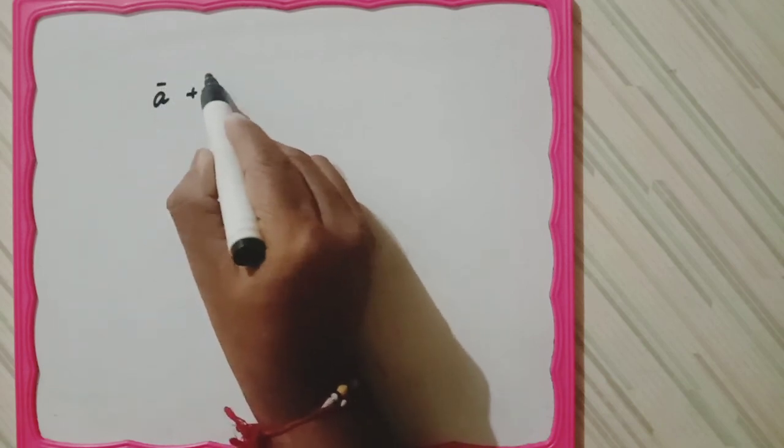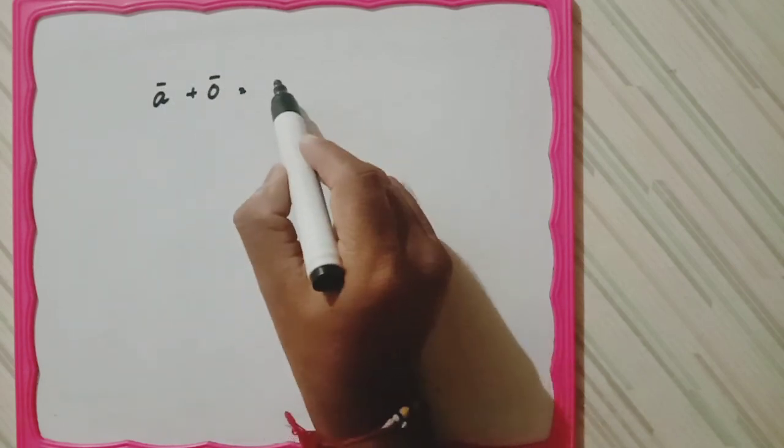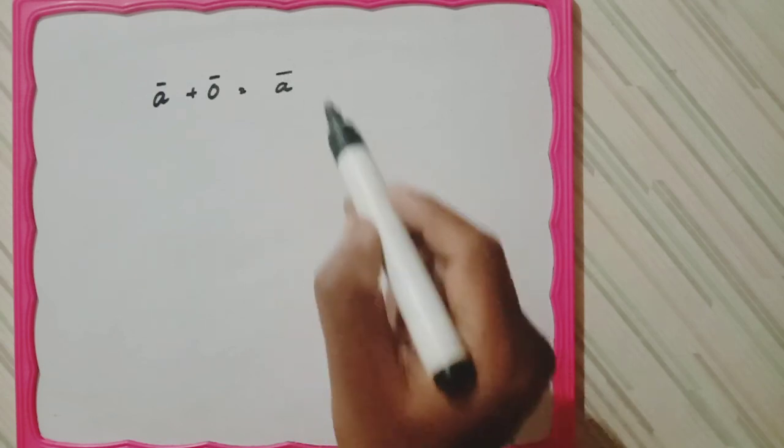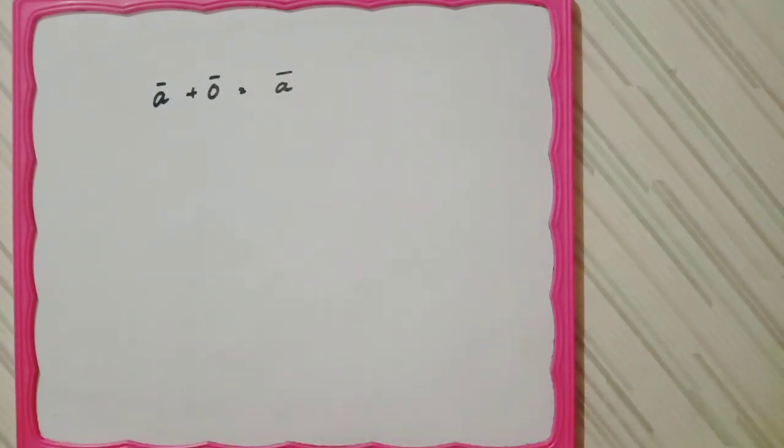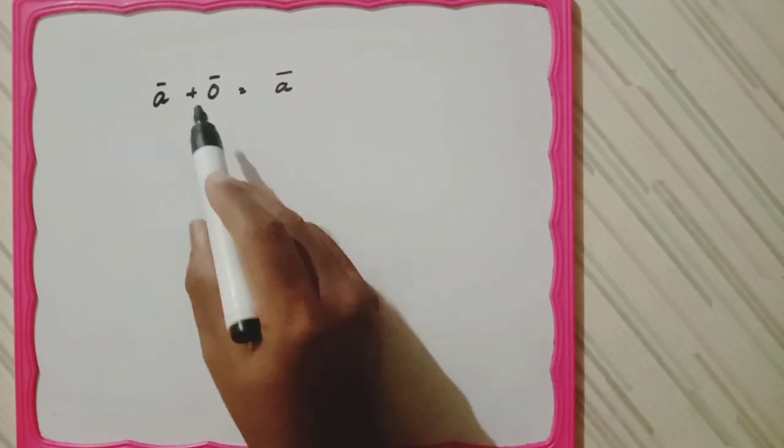Now, if A bar is any vector and we add the zero vector, meaning the null vector, it will give us A bar, and so the zero vector is known as the additive identity for vectors.